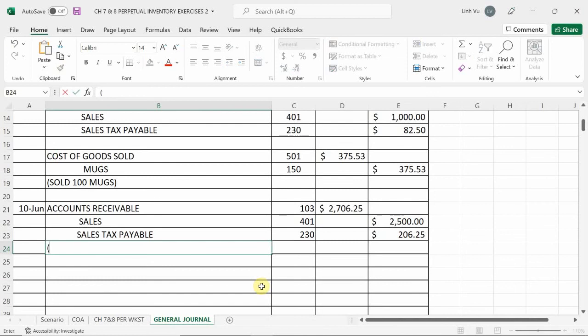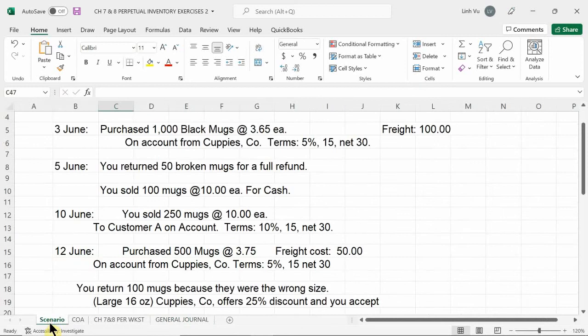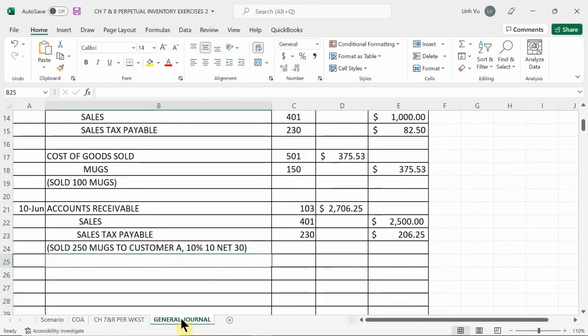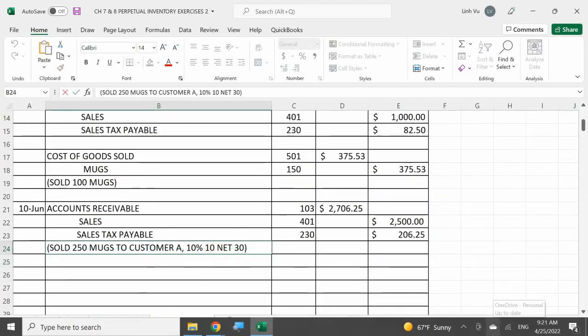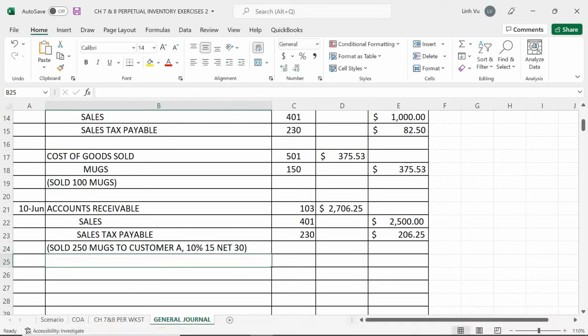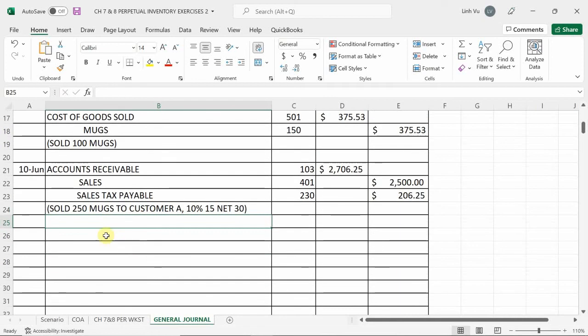And then, of course, you could say right here, sold 250 mugs to customer A. Okay, and then we gave customer A an opportunity for a 10% discount if they pay within 10 days. If not, they owe me in 30. Oh, wait, 10%, 15. Oh, we gave them 15 days. Even better. Okay. All right, so now that we finish our sales, we also need to recognize our cost of goods sold because we need to now update my inventory.